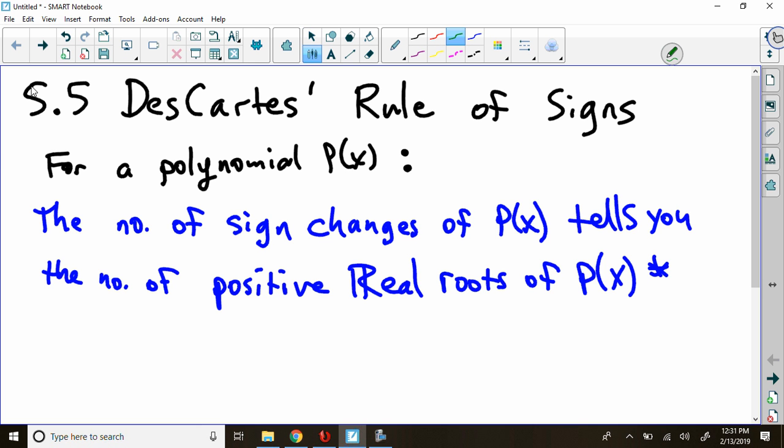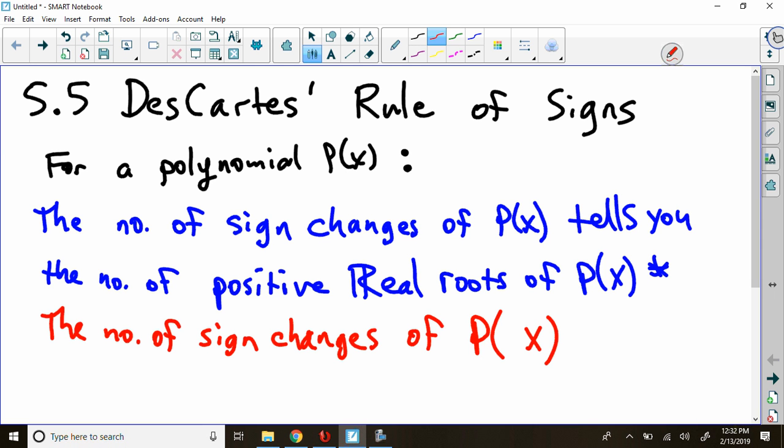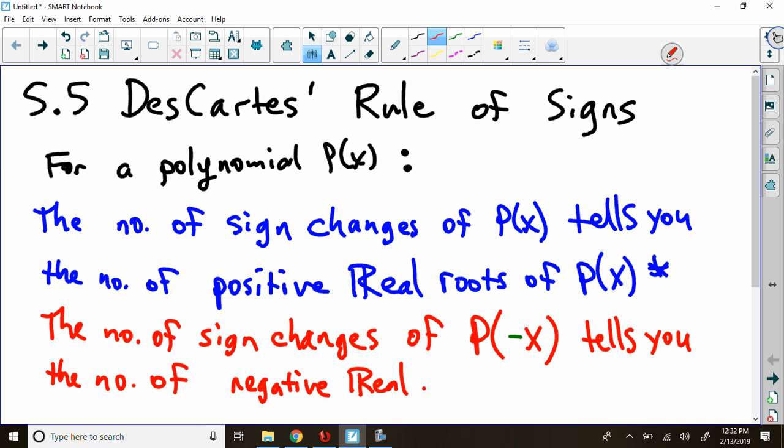So what color am I switching to? Red. The number of sign changes of P of, and I need another color that I haven't used yet. Green, something that's going to pop. P of negative X tells you the number of, let's see, the first part told you the number of positive real roots. Guess what this one's going to tell you? The number of negative real roots of P of X. And again, there's an asterisk at the end indicating there's more. There's a caveat, a note, something that you have to consider.